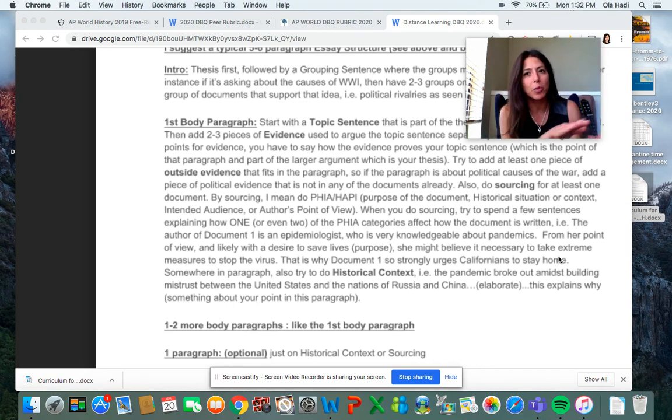Try to stay away from the word biased. You can use the word biased, but it doesn't really help explain why the document is the way that it is. So for example, if the author of the document is trying to appeal to a particular audience, say they're trying to appeal to Republicans or to Democrats, you want to say, oh, this is why they're saying it this way. Maybe because Democrats believe such and such or Republicans believe such and such. So you're trying to explain why the document is the way that it is.